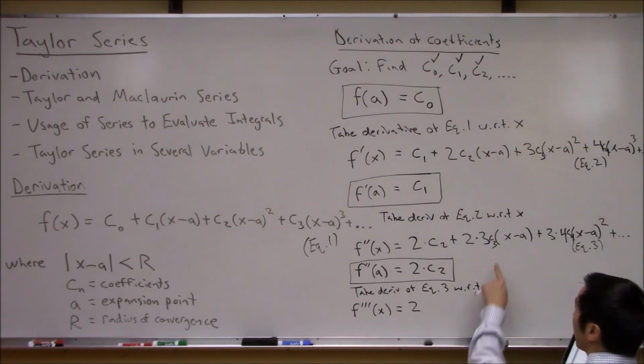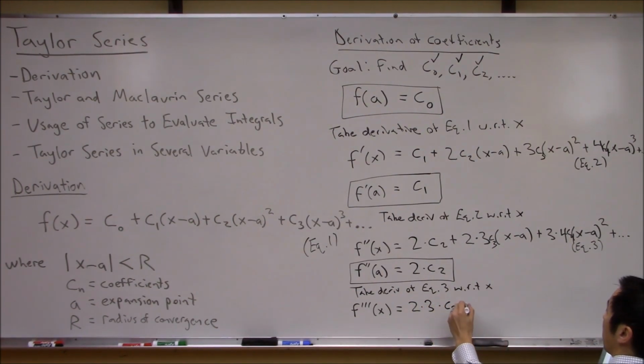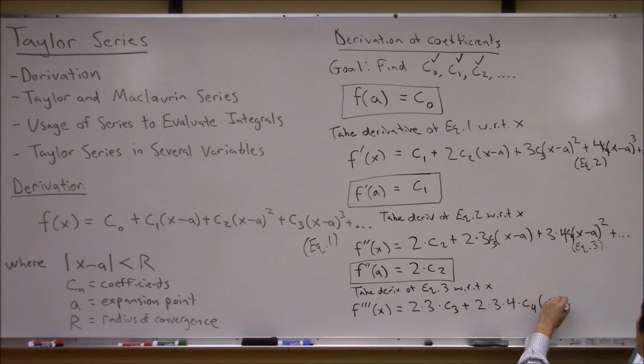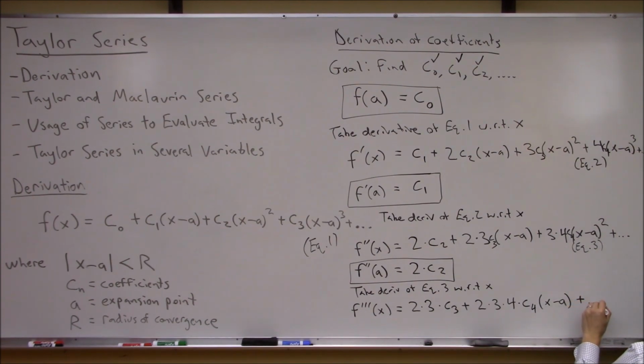Okay, so this becomes 2 times 3 times C3, right? Plus this now becomes 2 times 3 times 4 times C4 times (x minus a), right? Plus all these other terms. And again, this factorial type pattern would have kept continuing on, with higher powers.